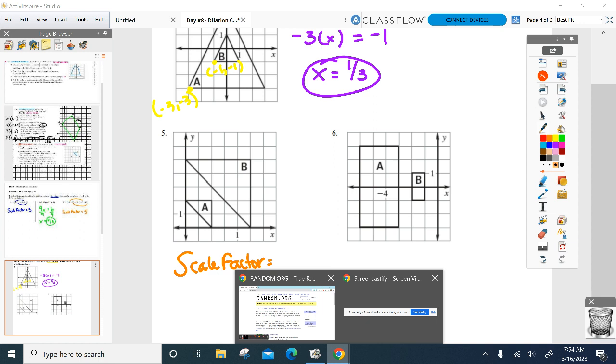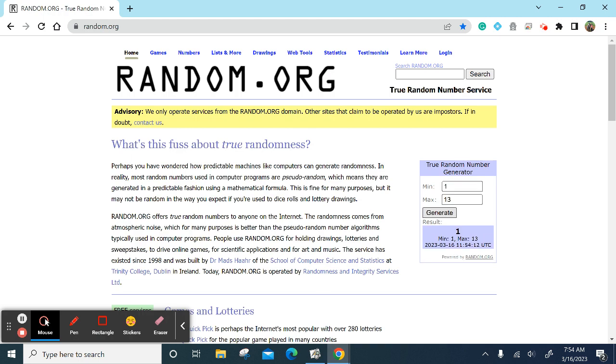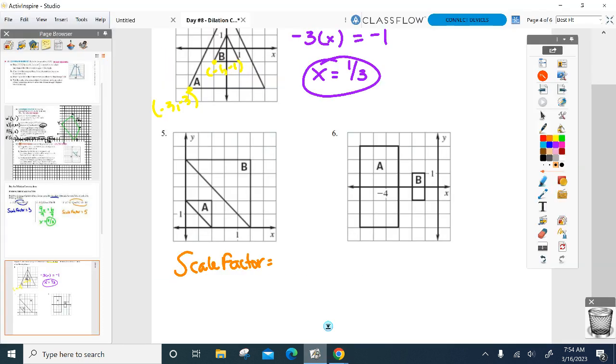Did you find that scale factor? Bigger than 1, bigger than 1. Anna, did you find it? 2.5. Yep. I'll put 5 halves, 2.5, also great. Any issues on how we got 2.5?